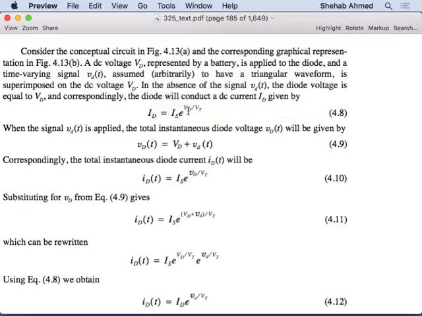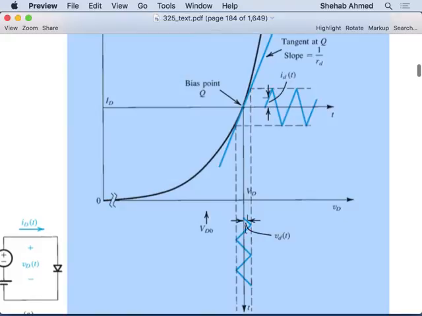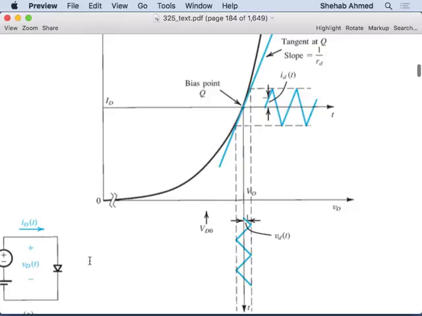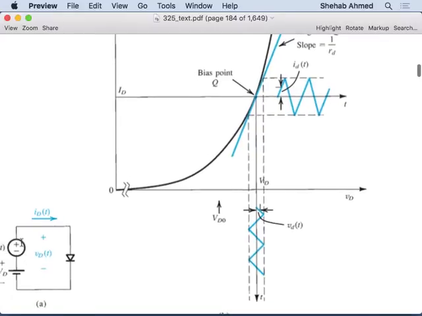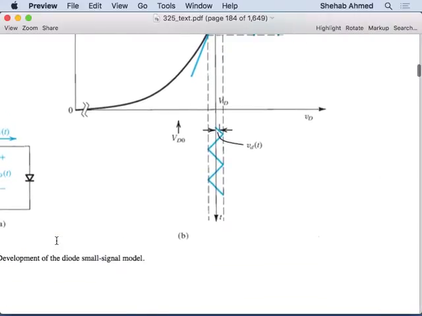Instead of this VD, this is my DC case. In my DC case, I had a certain voltage across the diode. My AC case, this is the voltage that I'm adding. This is voltage that is being added to the source, and both of these are placed across the diode voltage, correct? So let's see what the effect is on the equation.